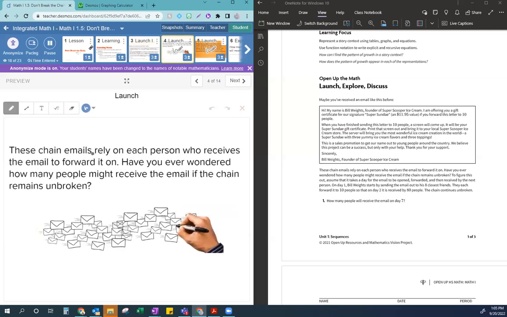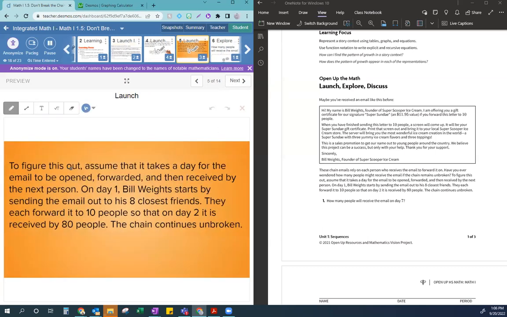Okay, so these chain emails rely on each person who receives the email to forward it on. I know, me too. Have you ever wondered how many people might receive the email if the chain remains unbroken? Okay, to figure this out, assume that it takes a day for an email to be opened, forwarded, and then received by the next person.